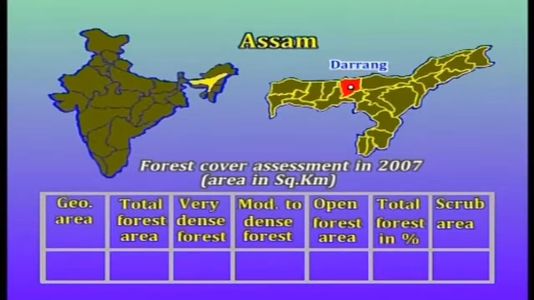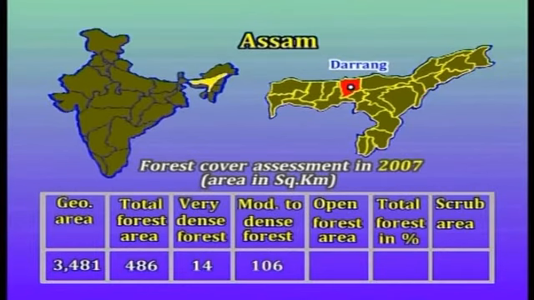District Darang. The geographical area of Darang district of Assam is 3,481 square kilometers in 2007. The total forest cover is 486 square kilometers, out of which the very dense forest cover is 14 square kilometers. The moderate to dense forest cover is 106 square kilometers. The open forest cover is found to be 366 square kilometers. Altogether, these forests cover about 13.96% of the geographical area of the district. The scrub cover is also found to be 2 square kilometers.